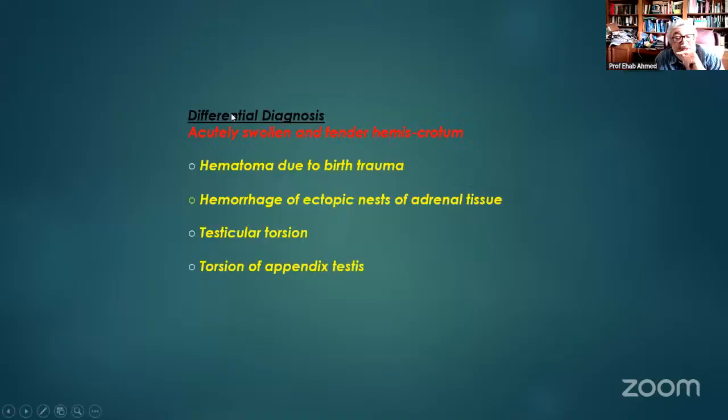so this is their differential. If you have an acutely swollen and tender hemiscrotum in a newborn baby, you think of hematoma. Of course, common things are common because of trauma, or hemorrhage of ectopic tissues, testicular torsion, and there is another item called torsion of the appendix. These are two different clinical presentations, and the treatment is different, but they might look alike in symptoms initially, especially in an older baby.